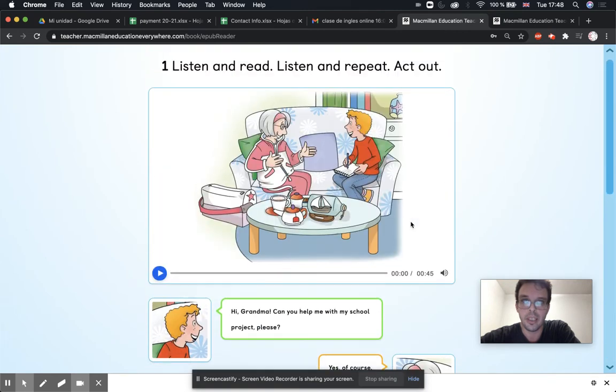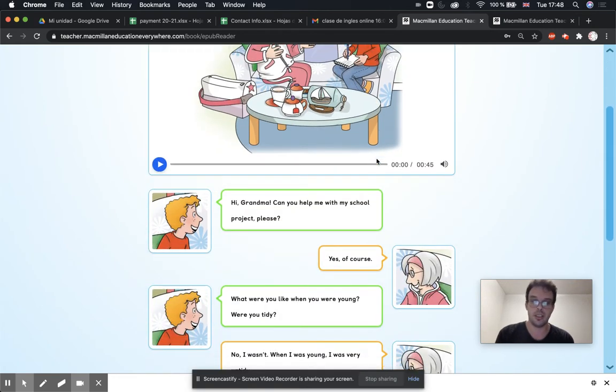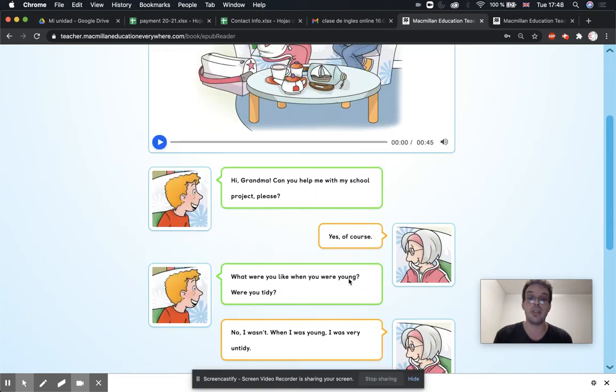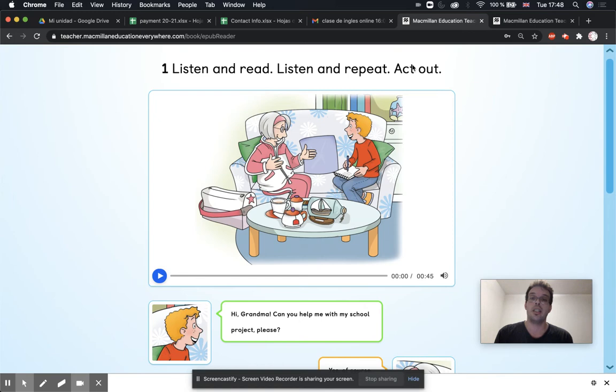Okay. Did you listen? Did you understand? Okay, good. So he asked, "What were you like when you were young? ¿Cómo eras cuando eras joven? What were you like when you were young?" He says, "Were you tidy, organized? Were you tidy?" She says, "No, I wasn't." Okay, good.